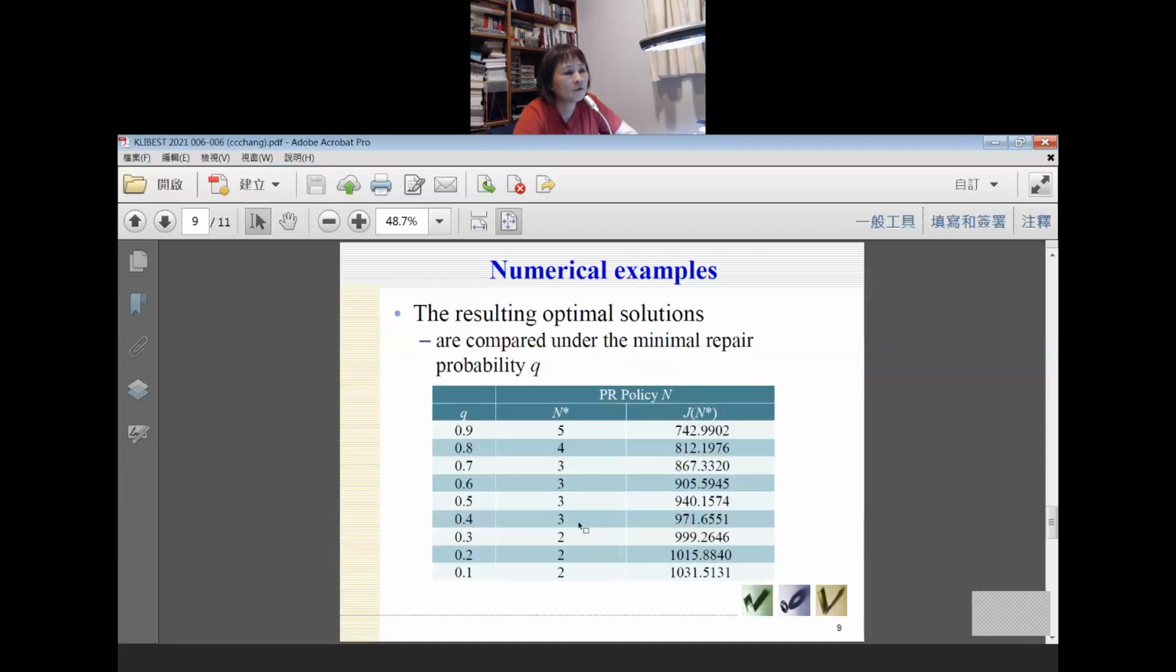We can find the resulting optimal solutions in this paper and compare them under the minimal repair probability q. We can find that when q increases, N star is non-decreasing, and the mean cost rate is decreased.